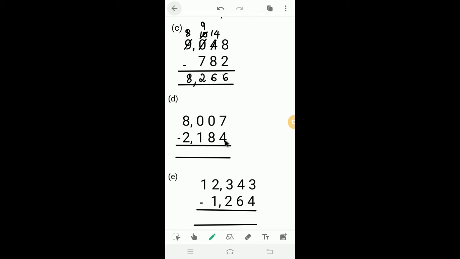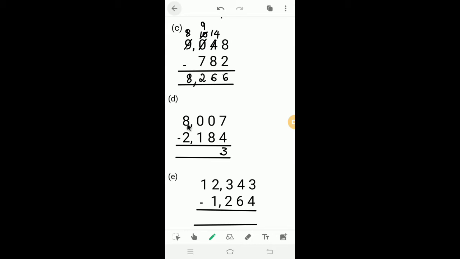Next, D1. 8,007 minus 2,184. 7 minus 4 is how much? 7 minus 4 is 3. 0 minus 8, is it possible to subtract? No, it is not possible. So what we have to do? We have to borrow from the next number. Here the next number is 0. So we can't borrow. So we go for the next number.